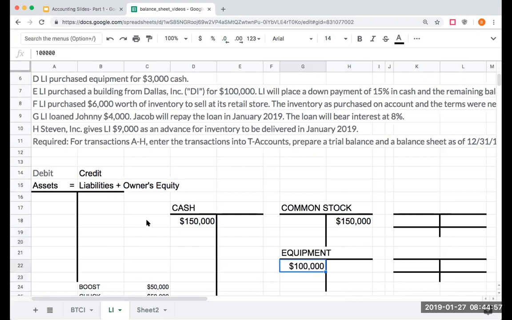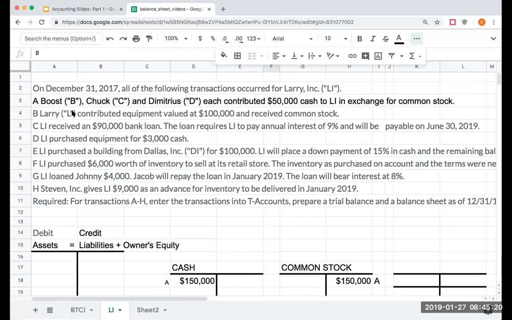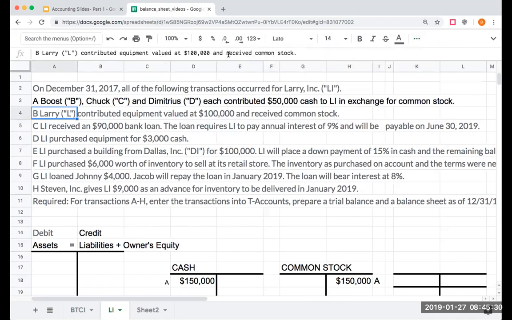And let's do something real quick for this cash. This was transaction A. And over here, common stock was also transaction A for this first one. The reason why we want to write these little letters in as we go through the questions is I can go back and later check my work. Transaction B, they received equipment valued at $100,000, and Larry contributed equipment, and I should say here, LI issued common stock.